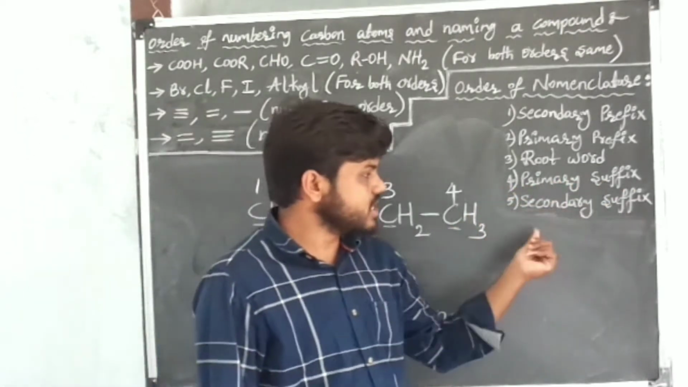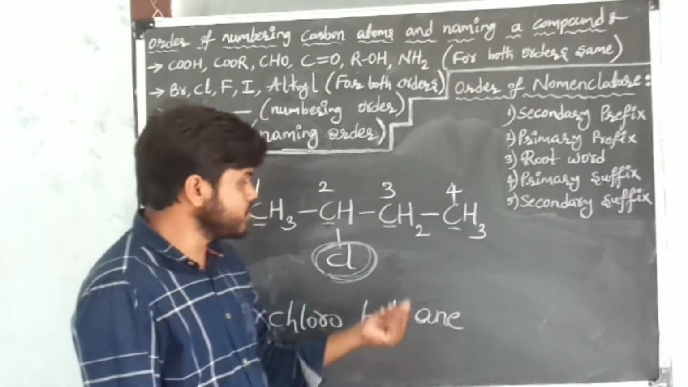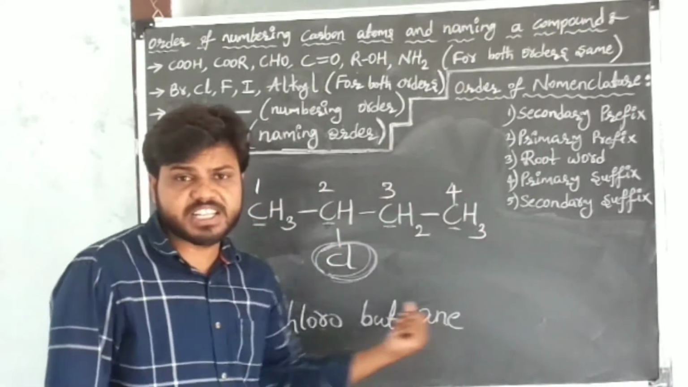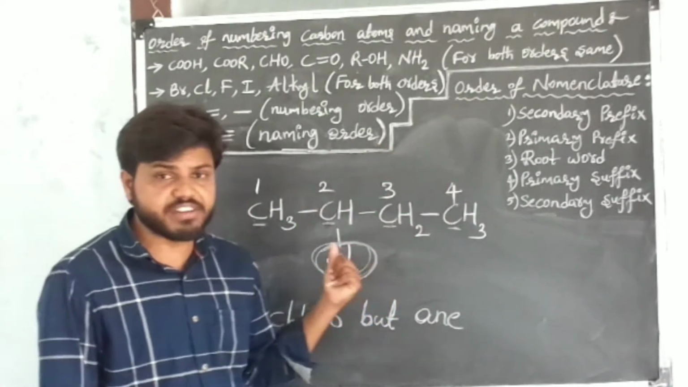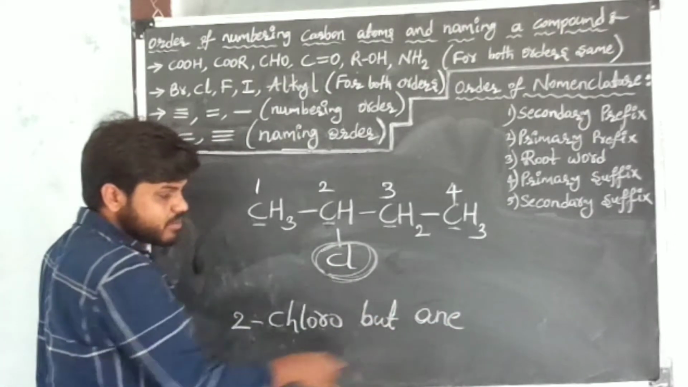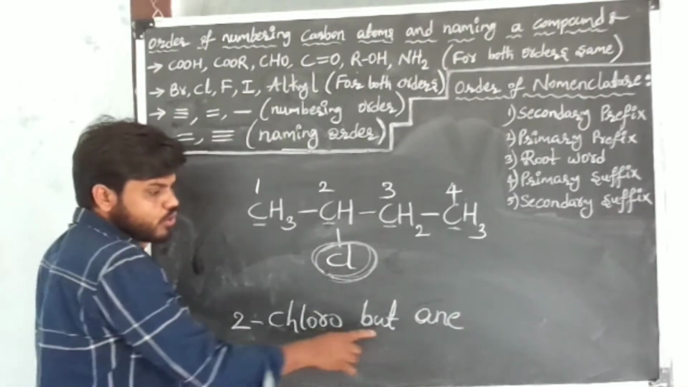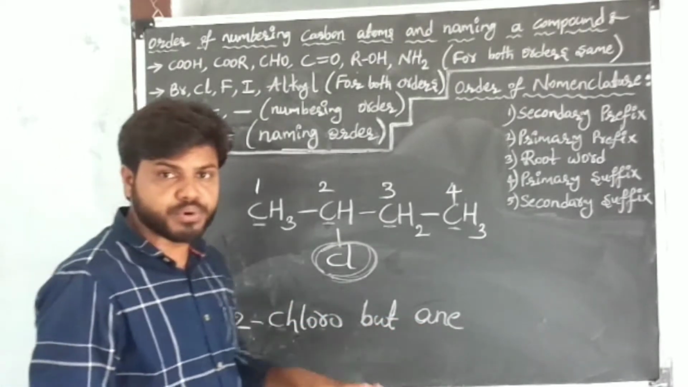After writing the primary suffix, go to the secondary suffix. Secondary suffixes are functional groups. Functional groups are not present in the given carbon compound. So our required IUPAC name of the given carbon compound is 2-chlorobutane.